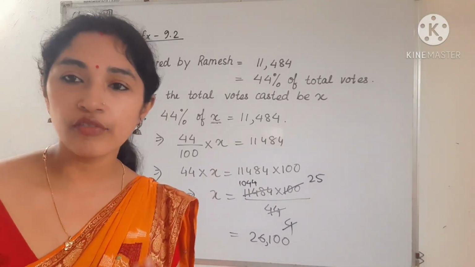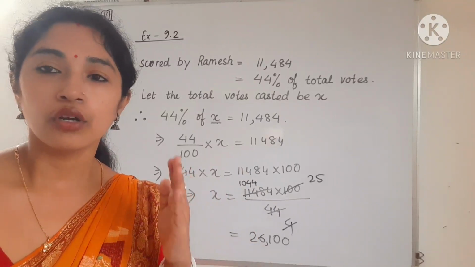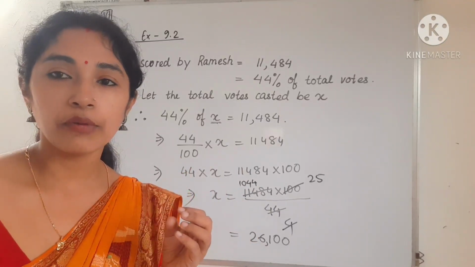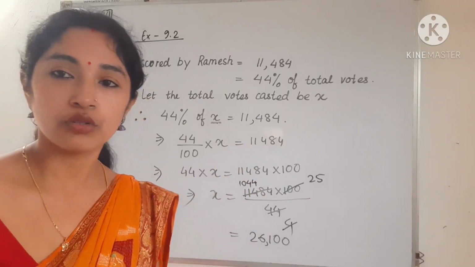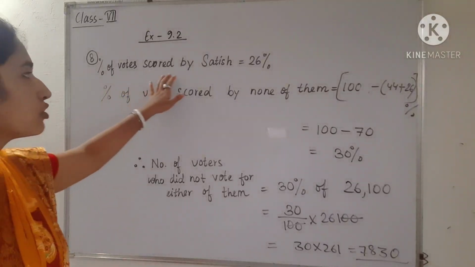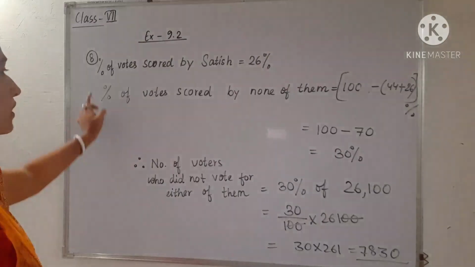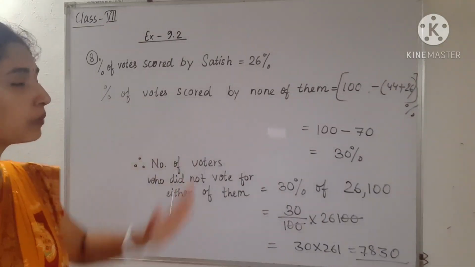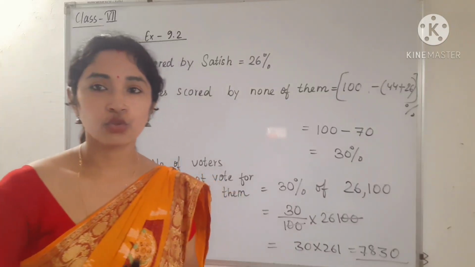That means we can easily find the number of votes cast for Satish. So that will be how much? That will be 26% of the total votes. Okay. So see students, next is the percentage of votes scored by Satish, that is 26%. Therefore, we can say that the percentage of the votes scored by none of them. How to find the percentage of votes scored by none of them?